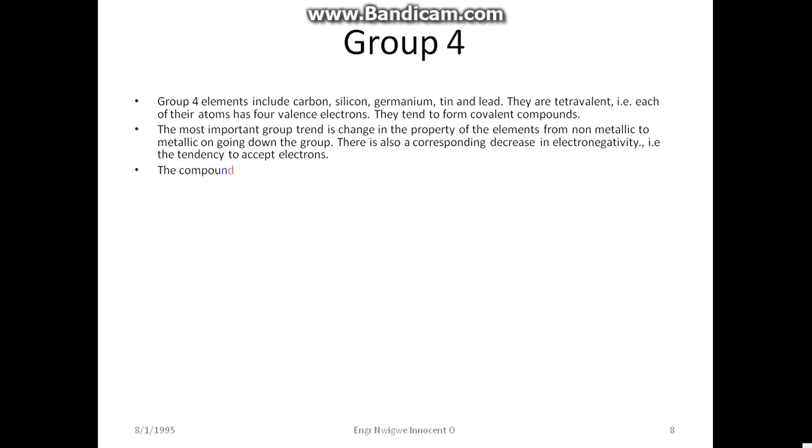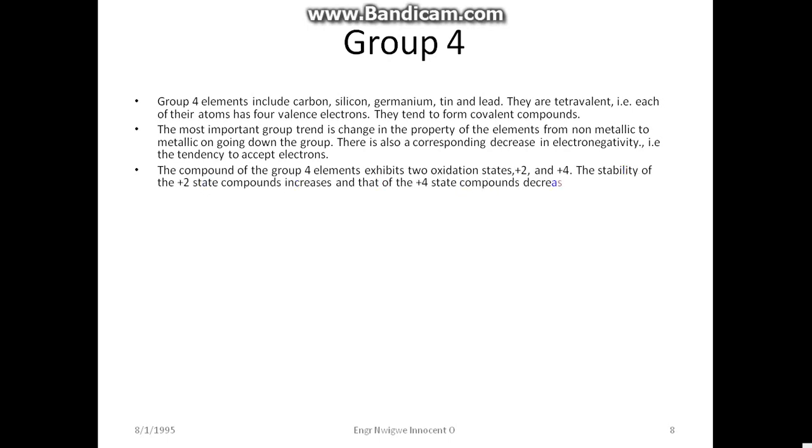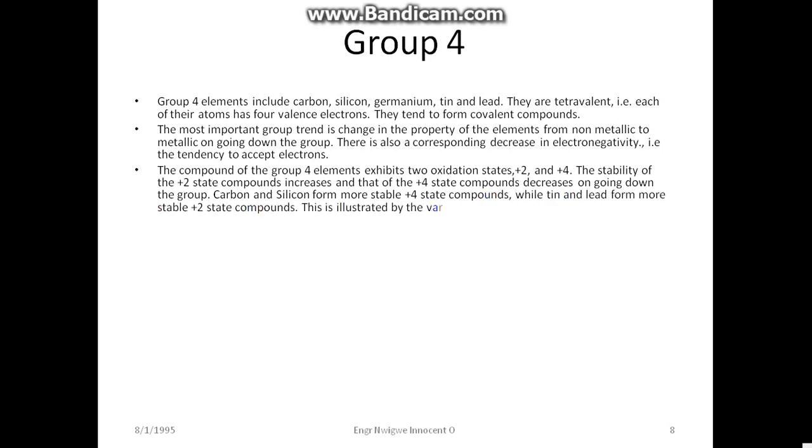The compounds of the group 4 elements have oxidation states of positive 2 and positive 4. The stability of the positive 2 state compounds increases and that of the positive 4 state compounds decreases on going down the group. Carbon and silicon form more stable positive 4 state compounds, while tin and lead form more stable positive 2 state compounds. This is illustrated by various oxides of the group 4 elements.